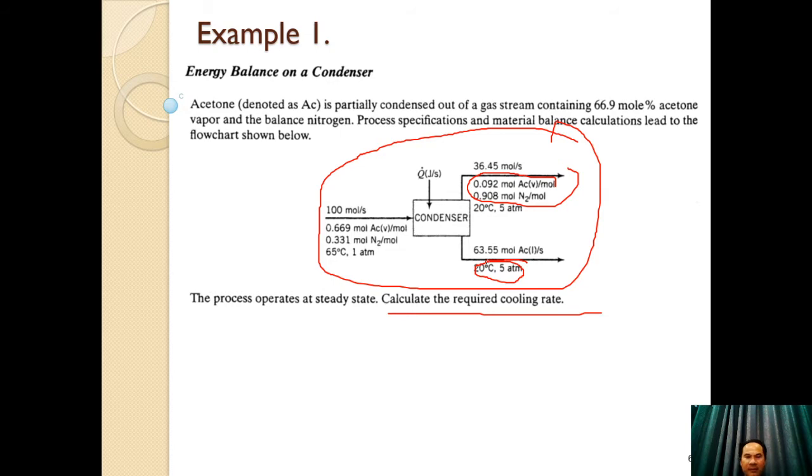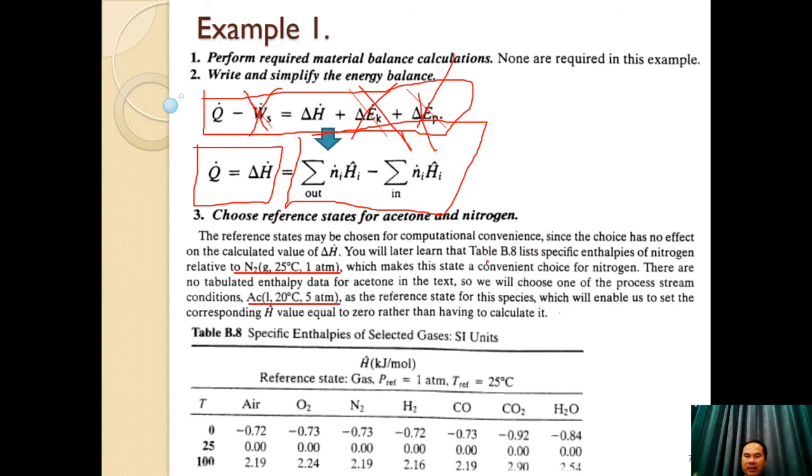And how about nitrogen? For nitrogen we have the table of specific entropy of nitrogen. You can choose the table's reference state, which is 25 degrees Celsius and 1 atm. So for nitrogen, we choose the reference state at 25 degrees Celsius, 1 atm. In the third step, we have chosen the reference states already. Acetone is liquid phase at 20 degrees Celsius. For nitrogen, it is gas phase at 25 degrees Celsius, 1 atm.